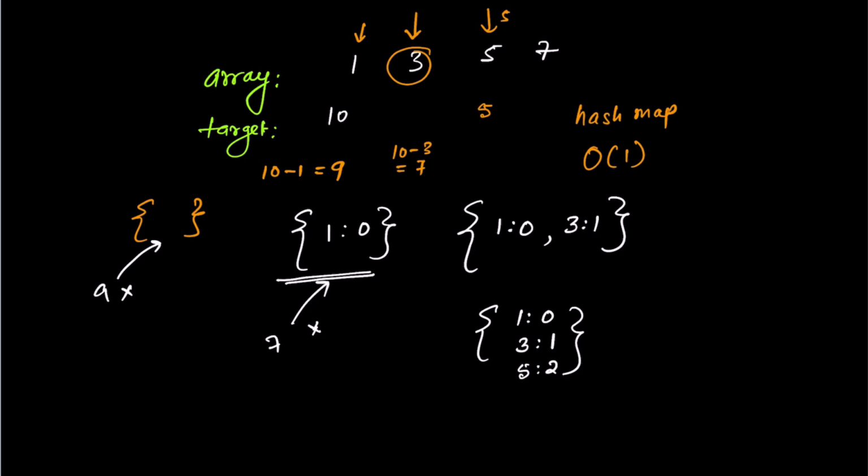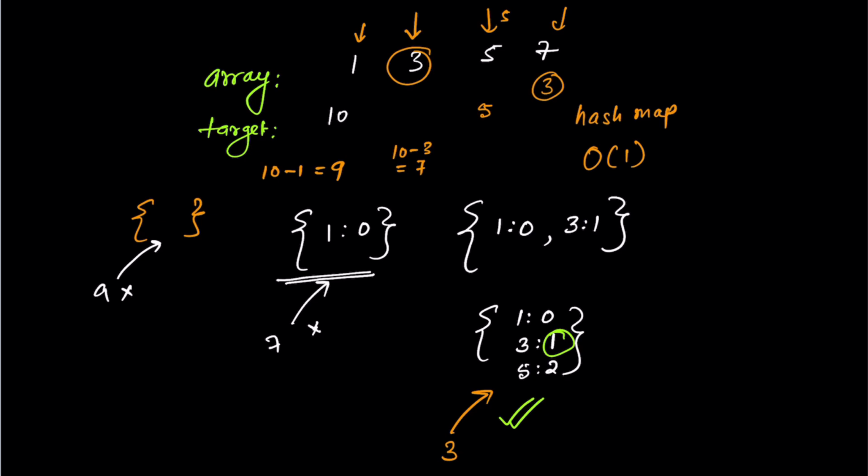Now we reach 7. The complement of 7 is 3. We check for 3 in the hash map and we find that 3 is indeed present. So we take the index of 3 from this hash map and the index of 7 from the loop counter, and we return the pair as the solution. This is the crux of this approach.